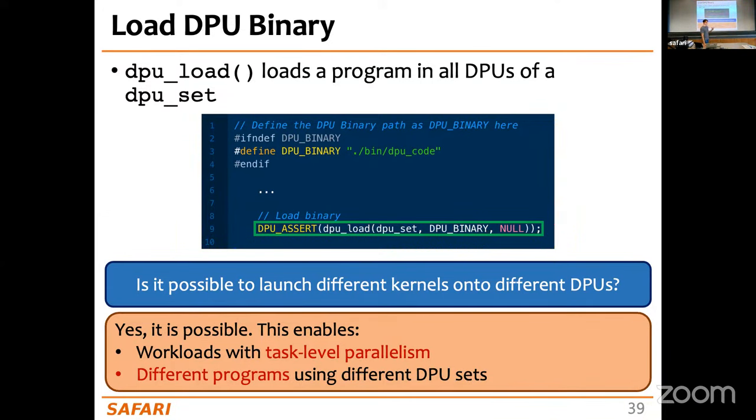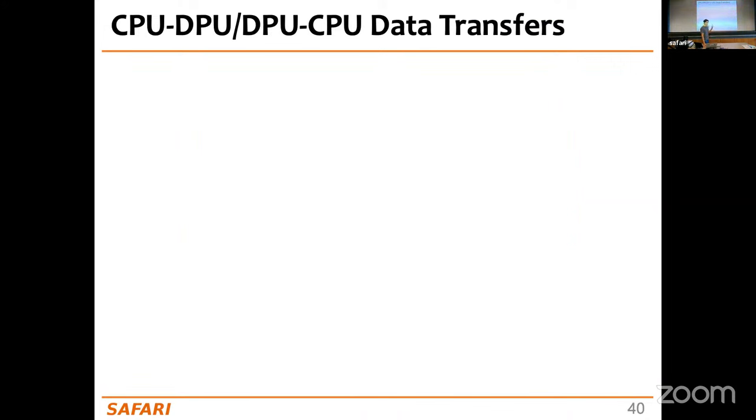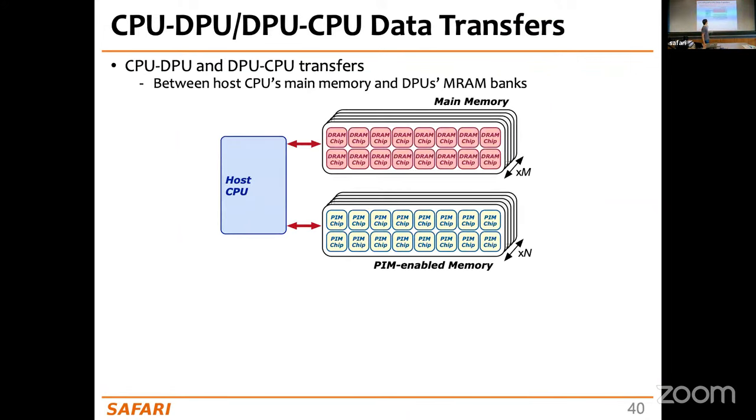Okay, so what's next? Transferring data between the main memory and the PIM-enabled memory. Remember that we have a host processor that has access to the main memory and the PIM-enabled memory. And where everything starts is in the main memory, where we have the OS and we have all the initial data of an application, right? So if we want to use the PIM-enabled memory for computation, the first thing that we need to do is to transfer from the CPU to the DPU. And when we finish the computation on the DPUs, we will transfer from the DPUs to the CPU, or from the PIM-enabled memory to the main memory, okay?